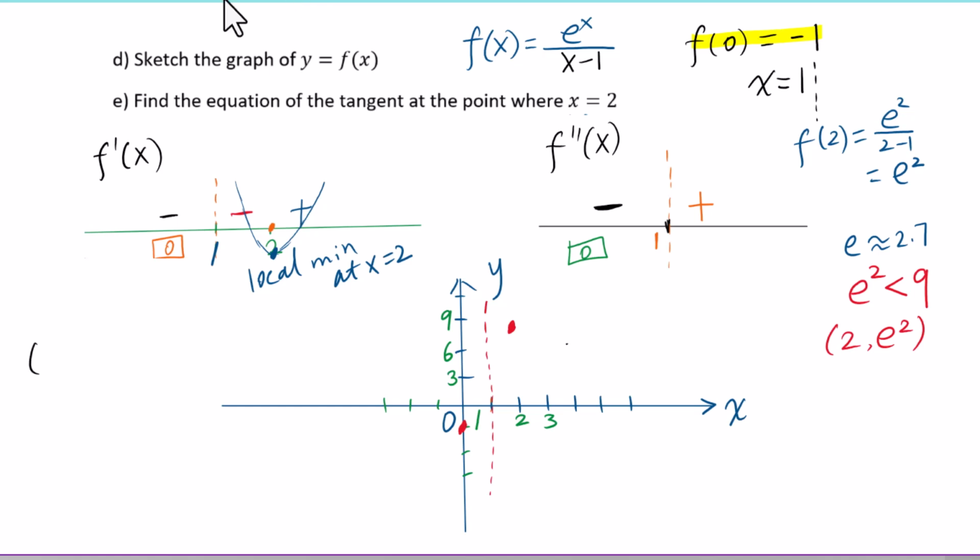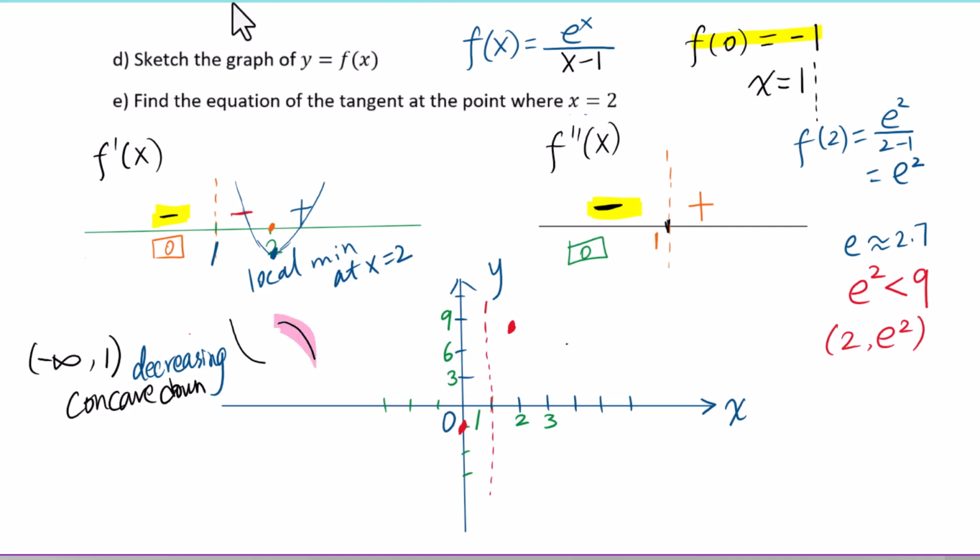For this interval, negative infinity to 1, the sign for the first derivative is decreasing. Based on the second derivative sign diagram, it's concave down. Decreasing, you have this way or this way. Concave down will be this. Also from this function, we know there are no roots because e to the x power is always greater than 0. Therefore, you can predict the graph like this.